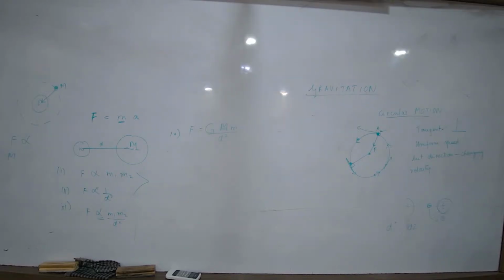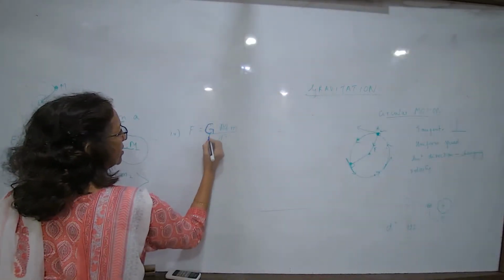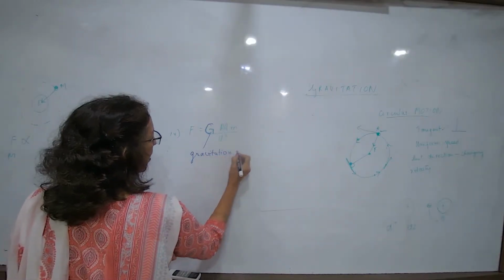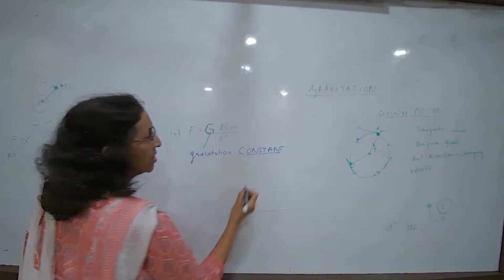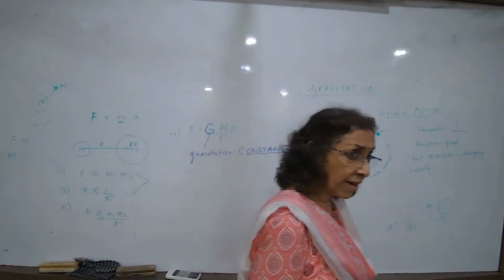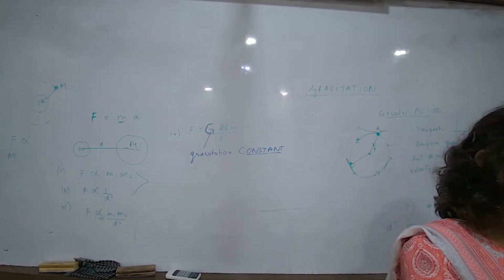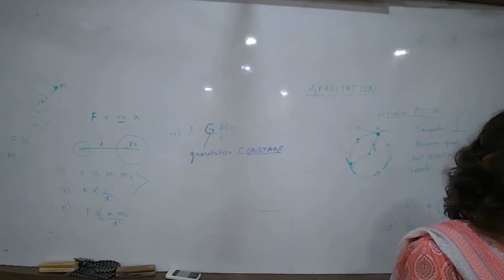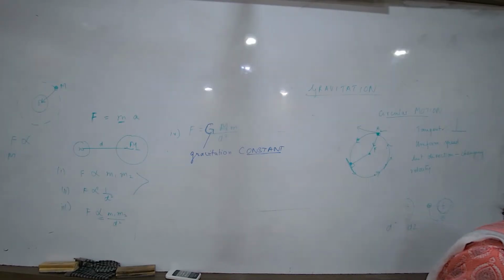Are we good up to here? So what is this capital G? It is a constant. It is known as the gravitational constant. Why is it a constant? This number will remain the same between two bodies sitting next to each other, or between any one body and another body in the universe. So that value is always going to be a constant. Understood?